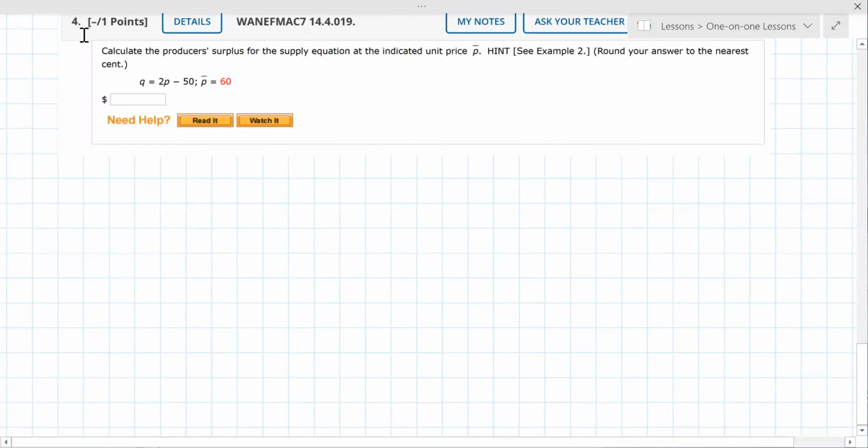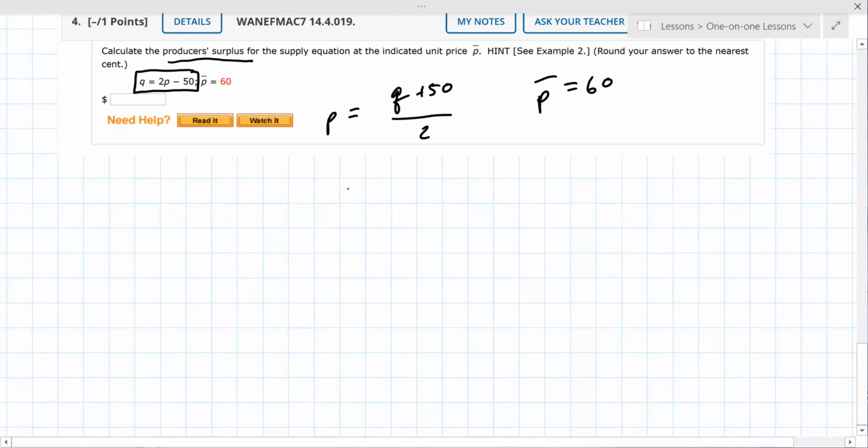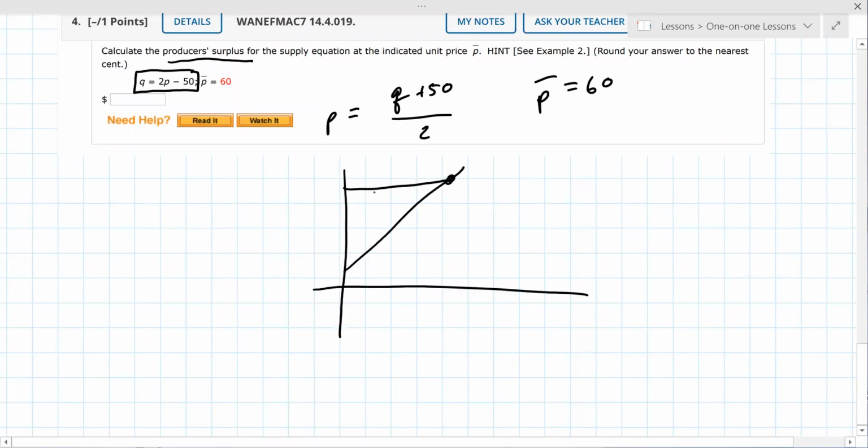Okay, so this one's different. It's now asking for the producer surplus, and you still have the same issue here. You have to solve this for p. So when you solve this for p, you get Q plus 50 over 2 is equal to P. P bar equals 60. So this time the graph of this thing, it's going up and you're hitting it with this P bar and you're finding this area below.